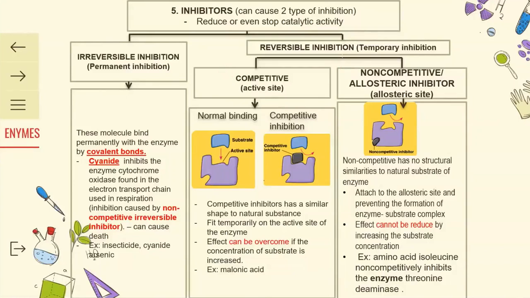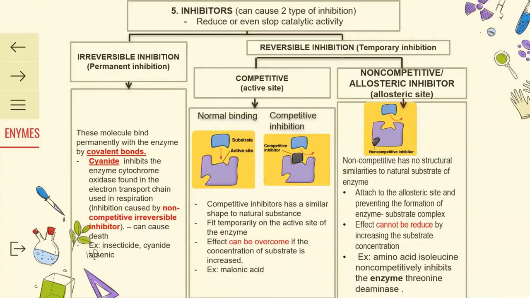Okay, in competitive inhibition, the competitive inhibitor binds at the active site and prevents the substrate from binding. So it means the competitive inhibitor competes with the substrate for the active site. But this situation can be overcome if there is a high concentration of the substrate. So if there is a high concentration of substrate, the competitive inhibitor is released from the active site, then the substrate can bind at the active site. The example of a competitive inhibitor is malonic acid.